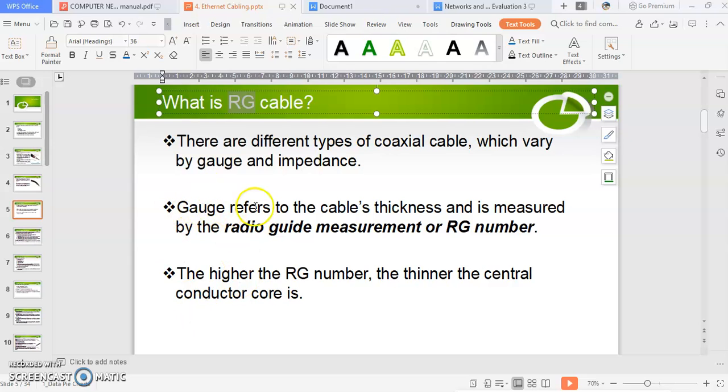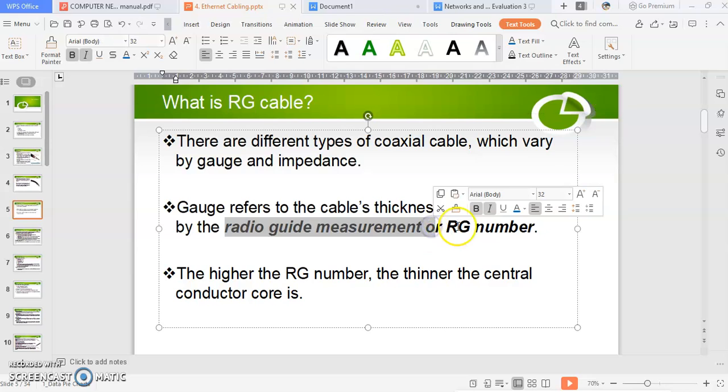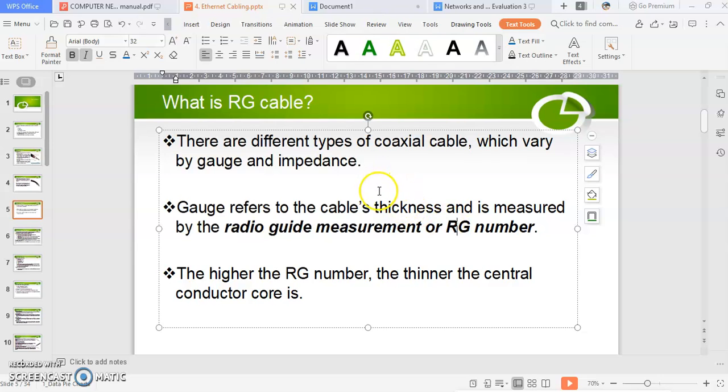So, the gauge refers to the radio guide measurement. That's why you have RG6, RG59, and RG11? I forgot. Usually we start with RG6 and RG59. Later we'll discuss what RG6 is, what RG59 is, and other types of RG coaxial cable. Again, remember that RG stands for Radio Guide measurement.